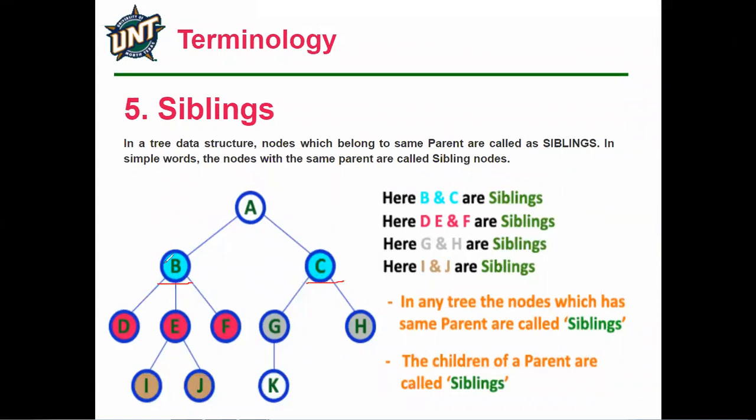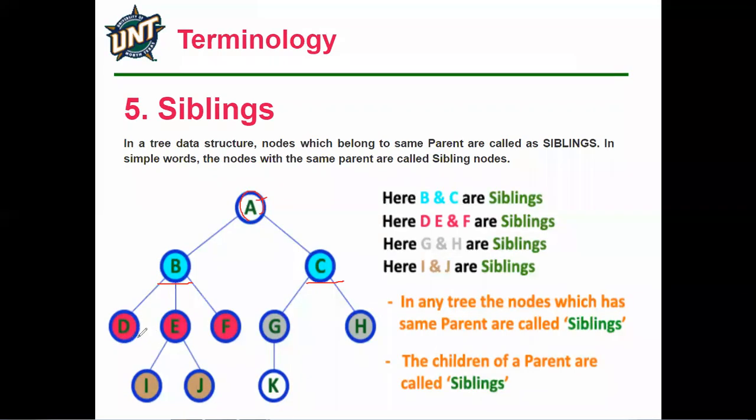Okay, so you can easily understand B and C are the siblings. Siblings means real brothers, right? So this is the parent, A. B and C are real brothers. Why? Because B and C belong to the same parent, A. That's why B and C are siblings.